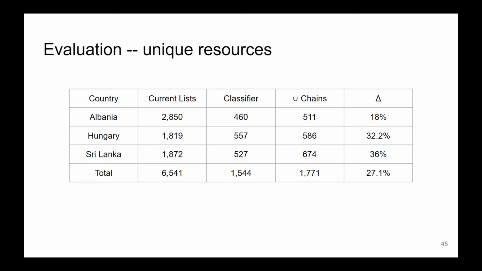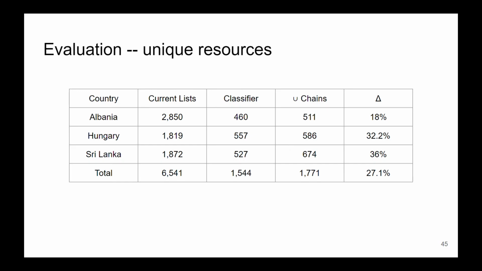And if we just look at the unique resources found, in Albania we found the current lists would block 2,850 unique resources. Our classifier found an additional 460 resources, which combined with the chains got up to 511 additional unique resources to be blocked, which is an increase of 18% for Albania.